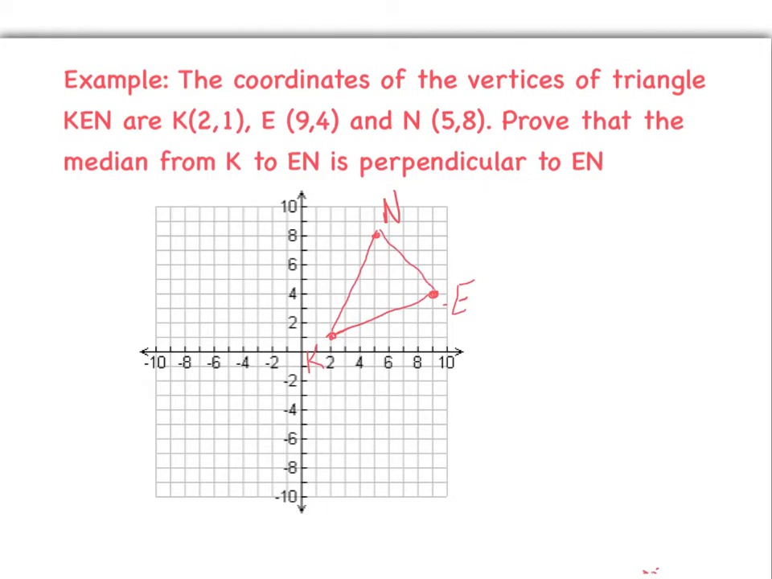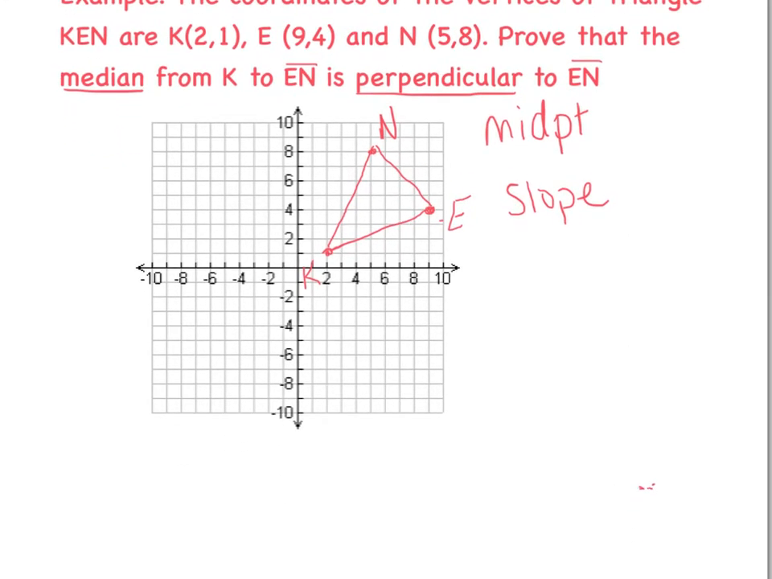So we want to prove that the median from K to EN is perpendicular to EN. Right there, that tells me a little bit. For median, I want to find the midpoint. So I'm going to use the midpoint formula from N to E or E to N. And I want to find perpendicular. That tells me I'm going to need slope. So I graphed it, I identified what I have to do, and now I'm going to use the information that I have to prove whether or not it is perpendicular to EN.